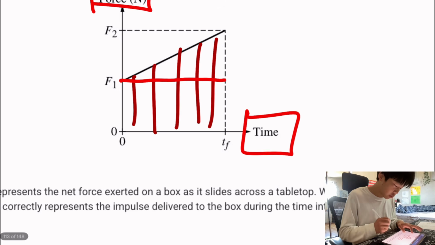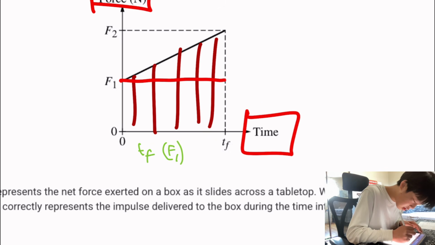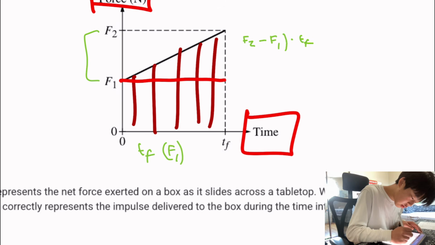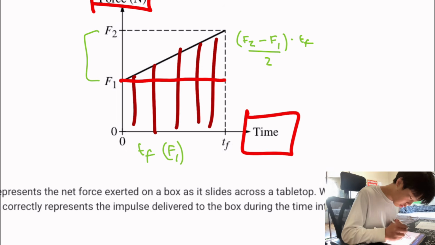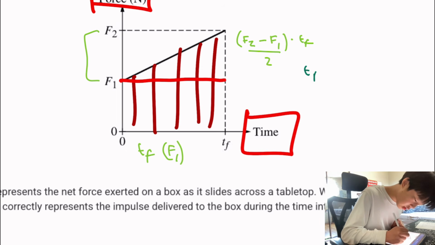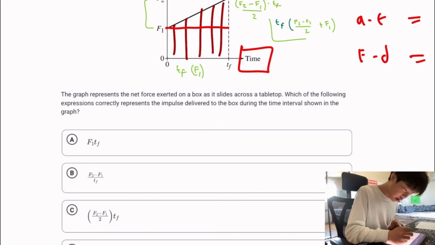So the area for this one is going to be TF times F1, right? Because the height is F1. And then this one is going to be F2 minus F1, that's going to be the height, right? Times TF all over 2. Okay? So now we just need to add these together. We can factor out TF, put F2 minus F1 over 2, and now you just add F1. And that is going to be our answer right here.